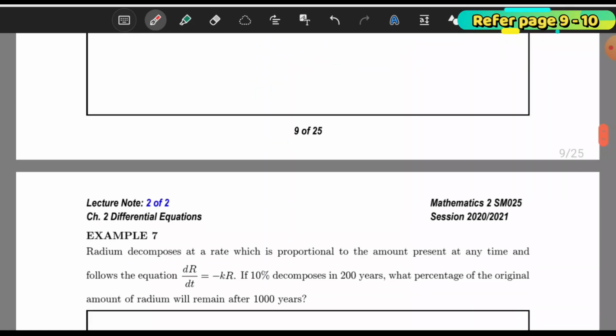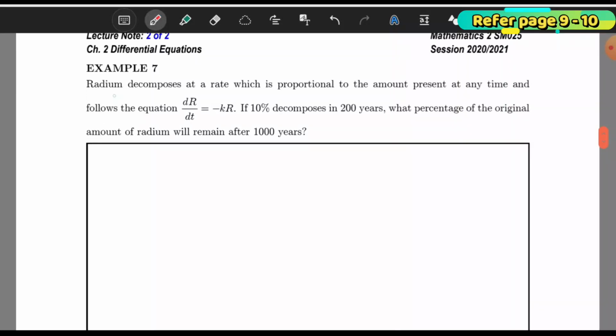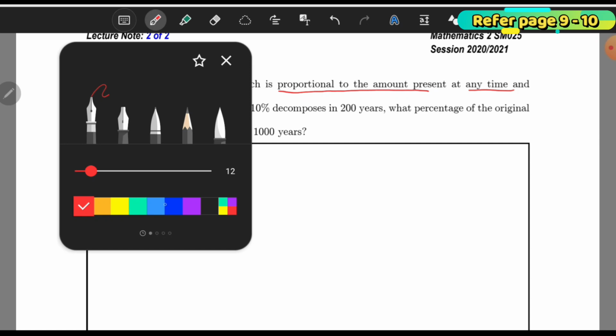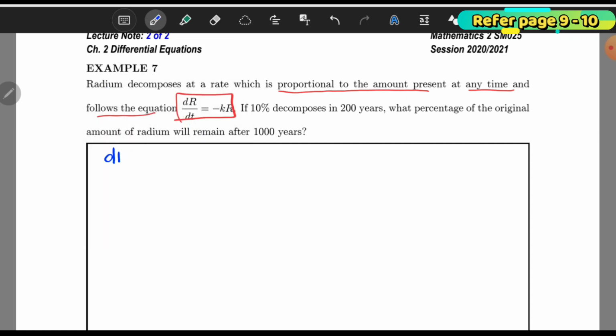Now we go to the example. Radium decomposes at a rate which is proportional to the amount present at any time and follows the equation. So we can write the equation first: dR/dt equal to negative kR, where R is the radium. If 10% decomposes in 200 years, what percentage of the original amount of radium will remain after 1000 years?